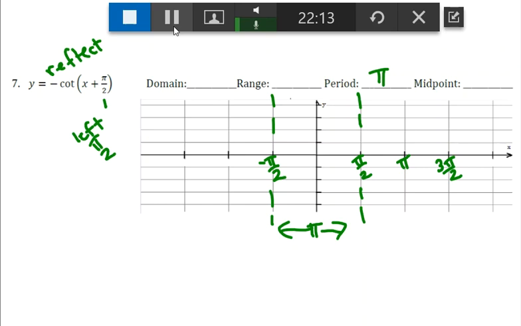Where's the midpoint going to be? At 0, 0. Very good. Halfway between the asymptotes. Now, cotangent normally is decreasing, but what changed? It's reflecting, so it's increasing. Yeah, the reflection's going to make it increase. So at pi over 4 and negative pi over 4, I'll have my other 2 points.